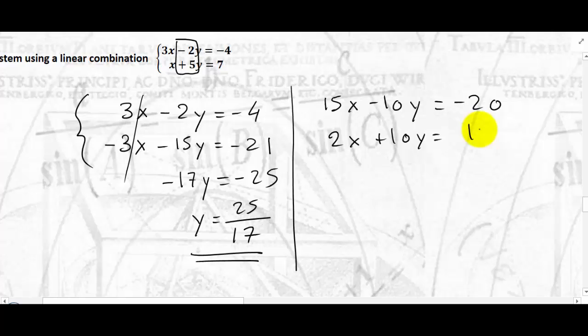So now I want to eliminate these two coefficients. I'm going to multiply the first equation by 5. 15x minus 10y equals negative 20. And I'm going to multiply the second equation by 2. 2x plus 10y equals 14. So what do we have when we add side by side? 17x, of course, no y, equals negative 6. x equals negative 6 over 17.